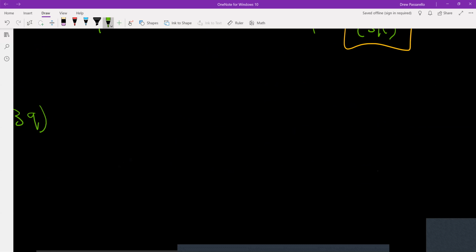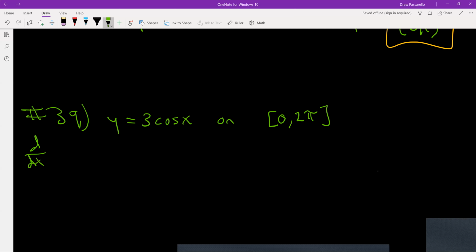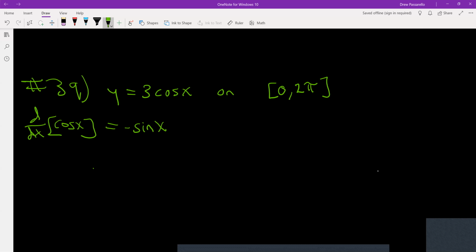It's a quick one. So it's y equals 3 cosine x, and we're on the interval 0 to 2 pi. So the derivative of cosine is negative sine, so recall that derivative of cosine is negative sine x. All right, so that means y prime, since we have the 3 in front, it's going to be negative 3 sine x.